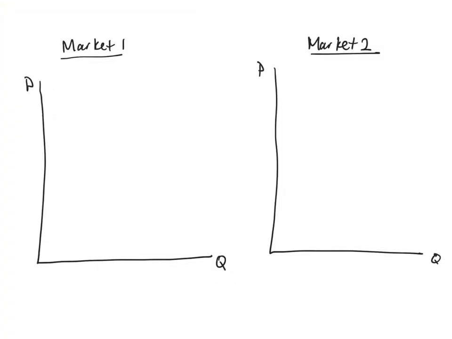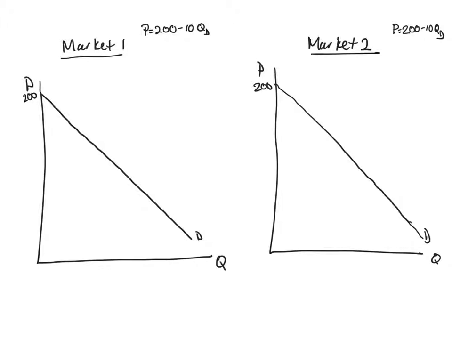The first thing we want to do is sketch two graphs with axes Q on the horizontal axis and price on the vertical axis. In Market 1, the demand curve is P equals 200 minus 10 QD, so we know that the price intercept is 200 and there's a slope of negative 10. In Market 2, the demand curve is the same.